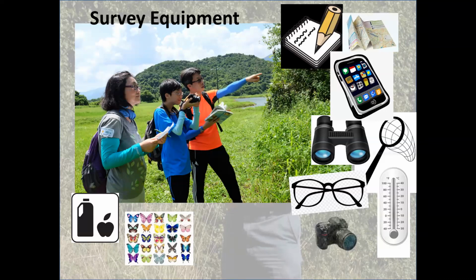You might want a camera, because a camera is always useful. If you see something you're not quite sure whether it's one species or another, you can get a picture. You can add the picture to your record when you send it in, and then somebody else can help you identify it.